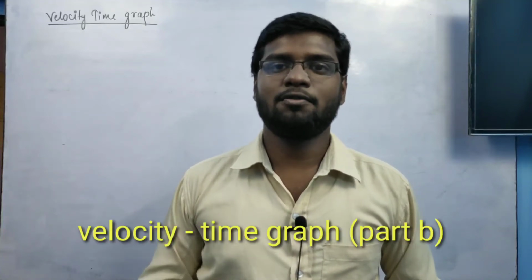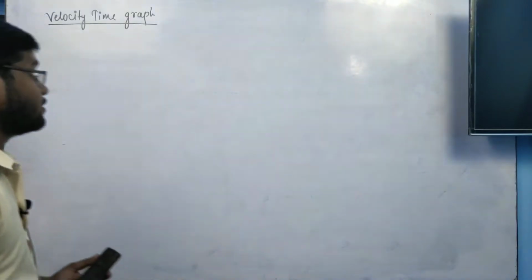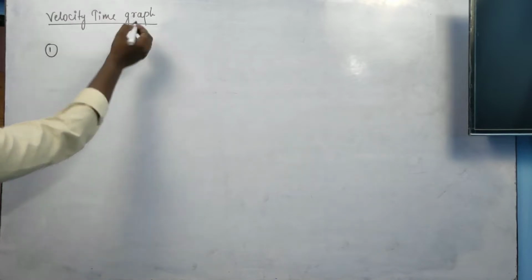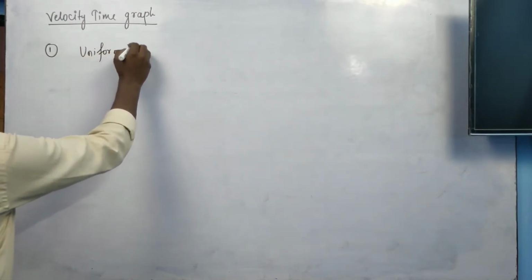Today we will discuss the velocity-time graph. So let's start. In the first case, we will draw a graph for uniform velocity.